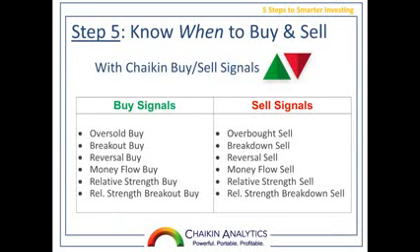So step 5 in this 5 steps to smarter investing is knowing when to buy and sell. And to help you with that, we have 6 pairs of buy and sell signals. We've seen 3 or 4 of them in the examples in the charts so far in the webinar.